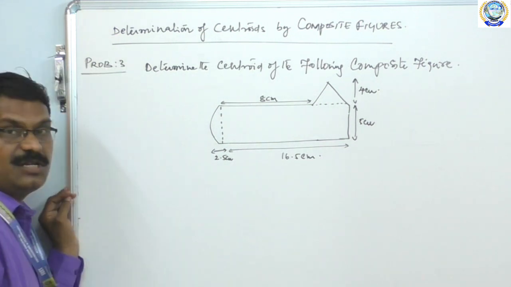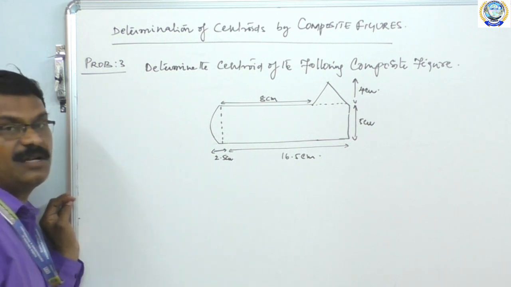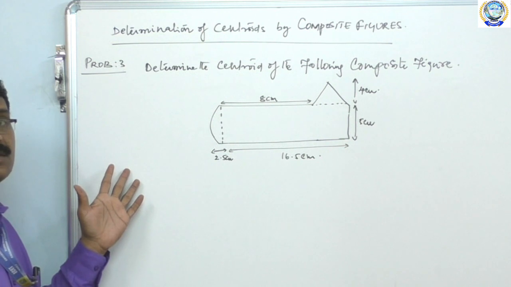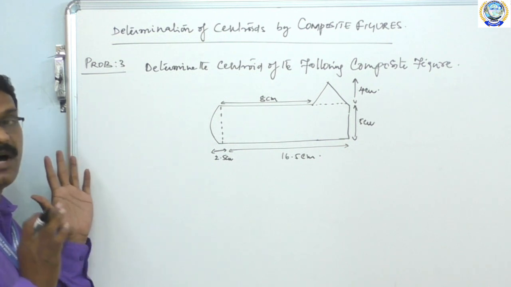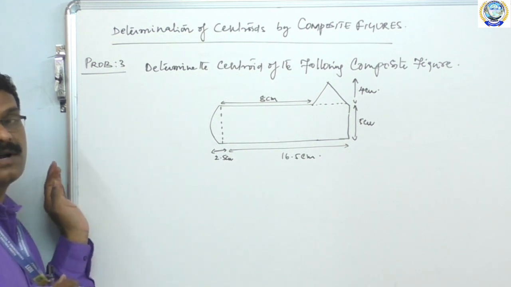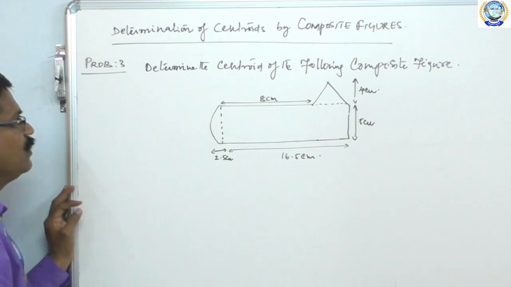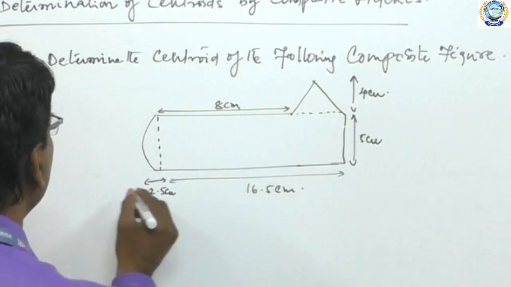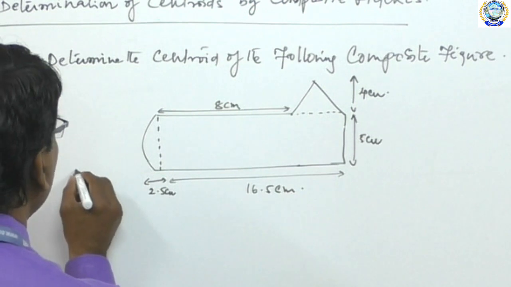So, if you see this diagram, strictly speaking, it is a composite figure. It does not come under simple figures. In simple figures, we have either horizontal rectangles or vertical rectangles. So let us see the solution of this problem. To find the centroid of this composite figure, first we will apply the symmetry property to this problem. So let us apply the symmetry property, that is like this.